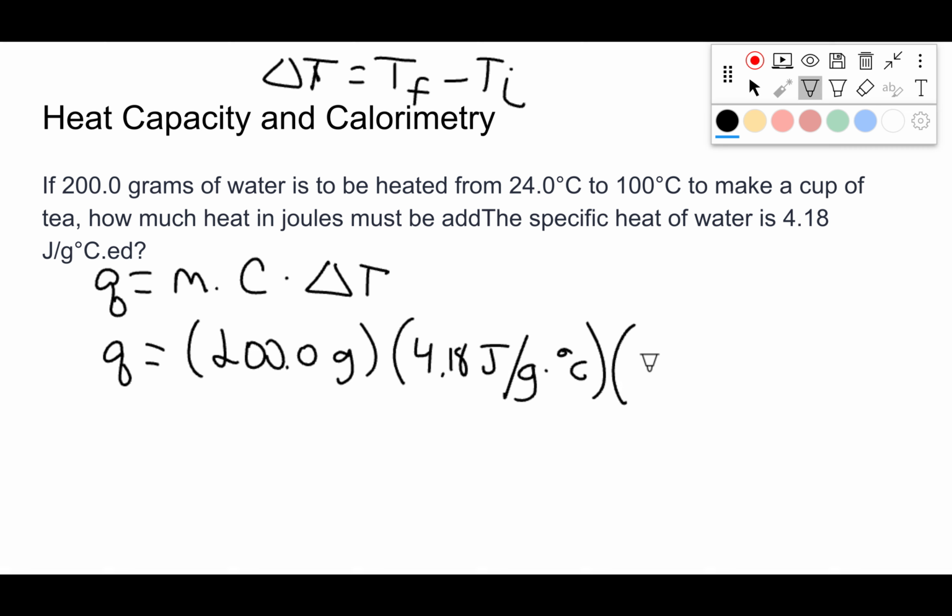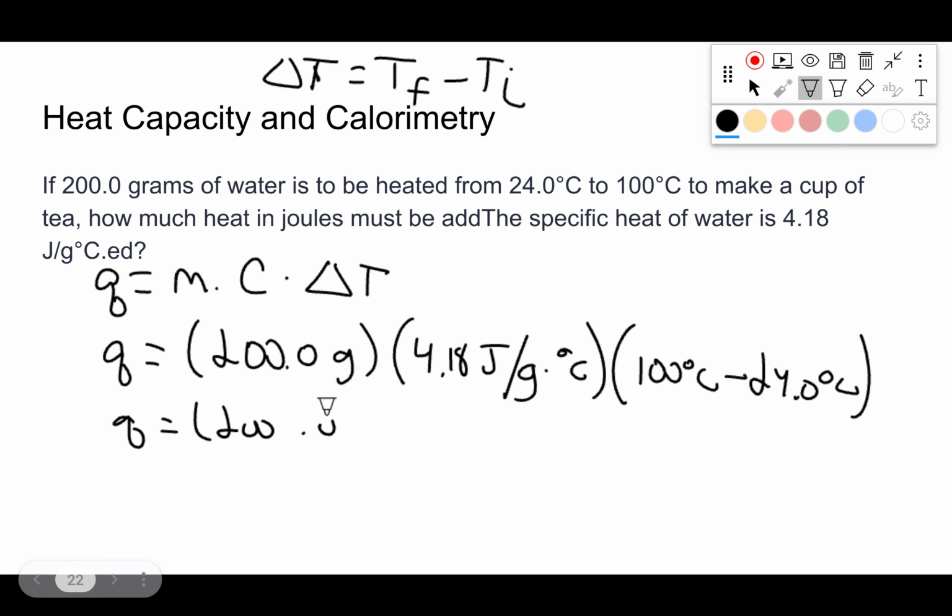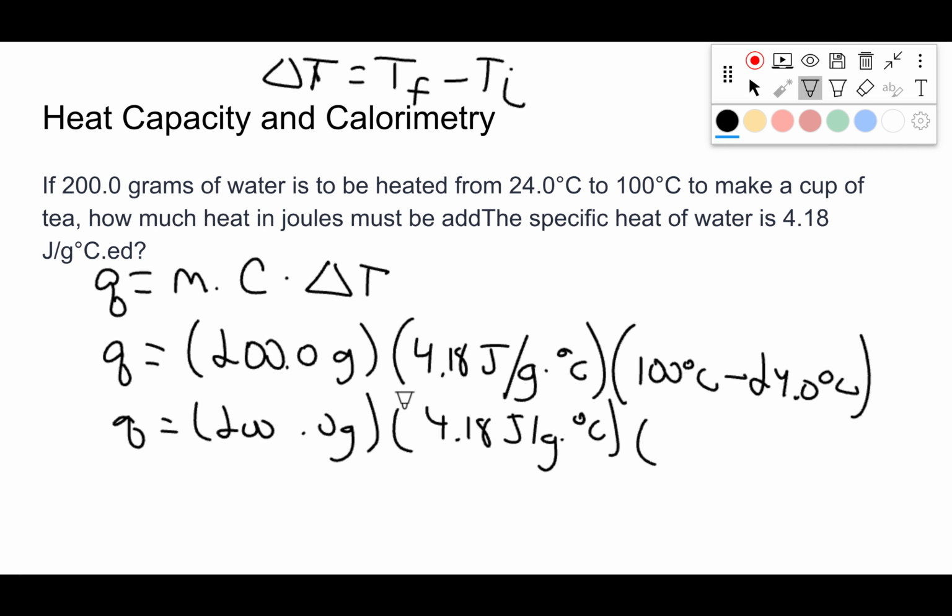And so we're going to do 100 degrees Celsius minus 24.0 degrees Celsius. Before I do anything else, I am going to round my answer for the temperature before I start doing the rest of the math. Because if you're only using your calculator, you can do math, but your calculator does not do sig figs. That's where your brain has to come in.